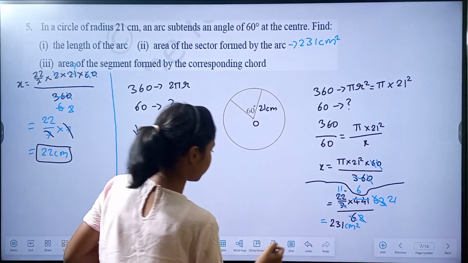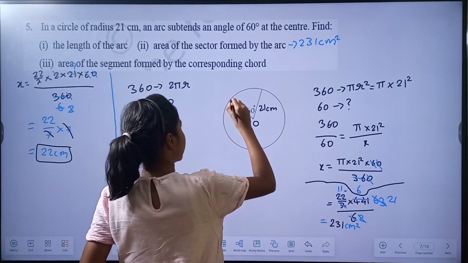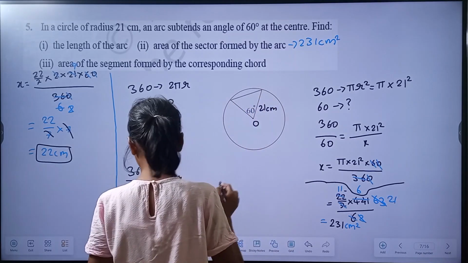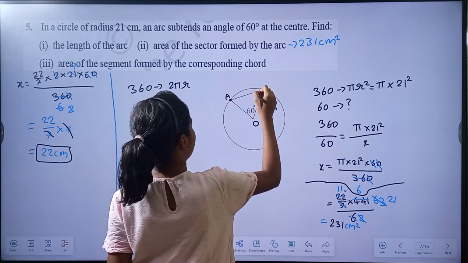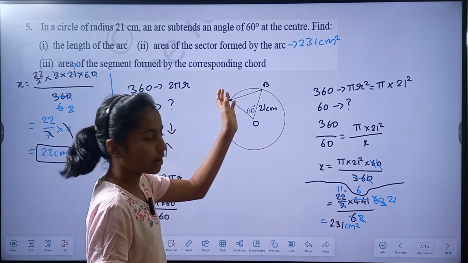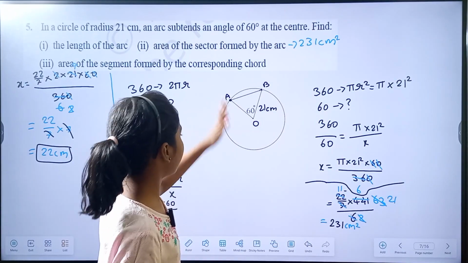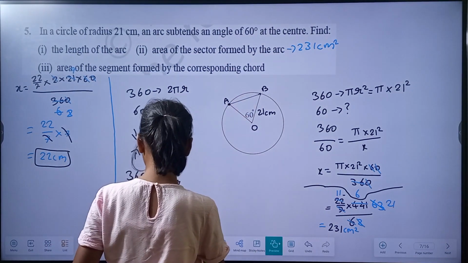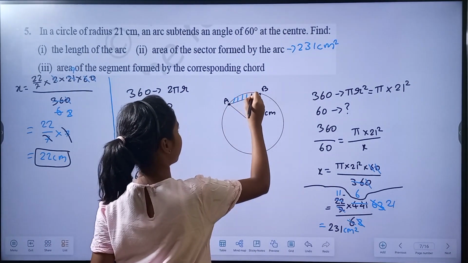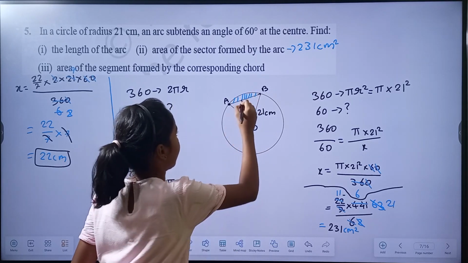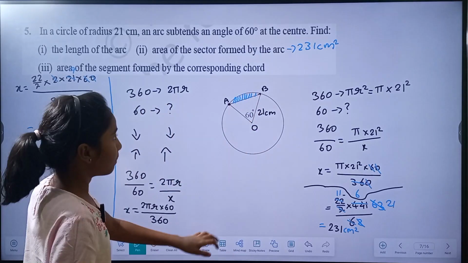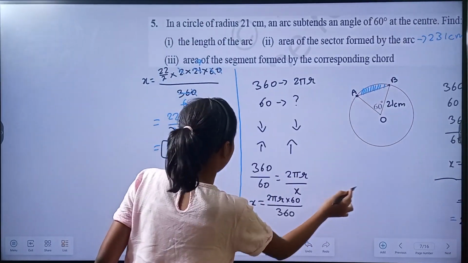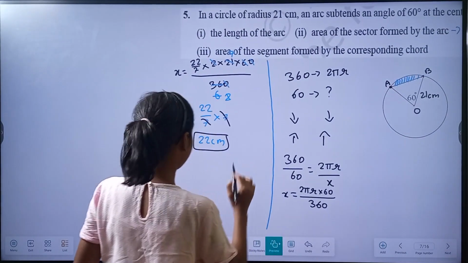Okay, so the chord is, let's draw the chord, which is this one. This is the chord. Let's label these points A, B. So we know the area of the segment, they're asking area of this part. This one's area equals area of sector AOB minus area of triangle AOB.